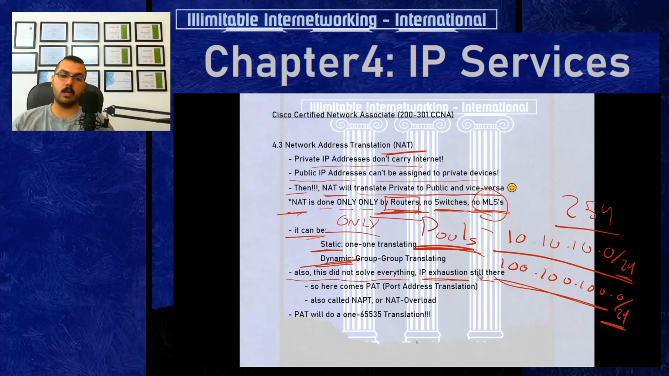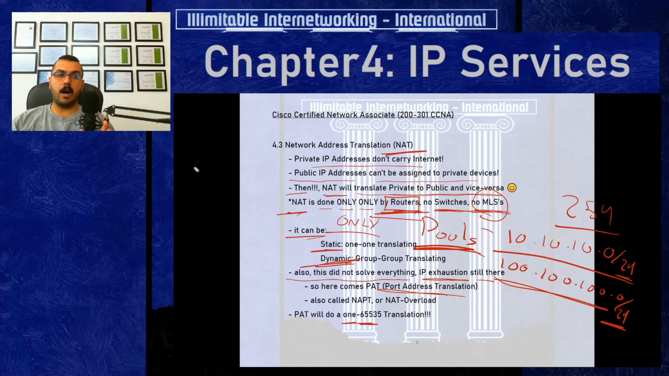This one also does not support the growth of networks worldwide. So there comes something very genius, which is called NAT or PAT, which is port address translation. Okay, the PAT. What PAT will do is map one public IP address to 65,535.